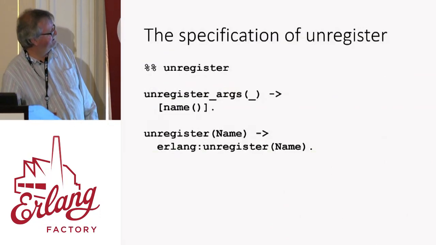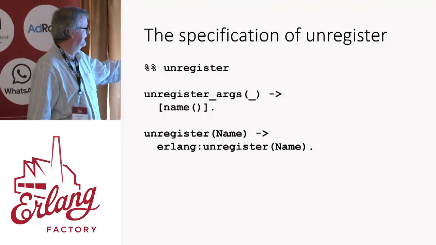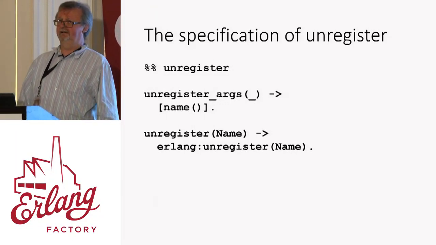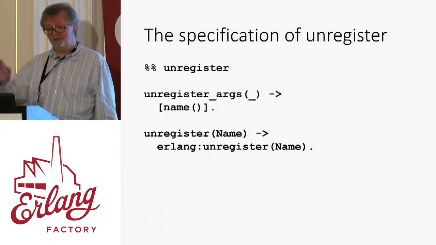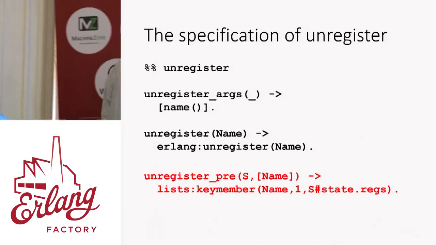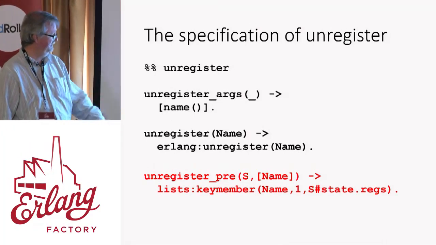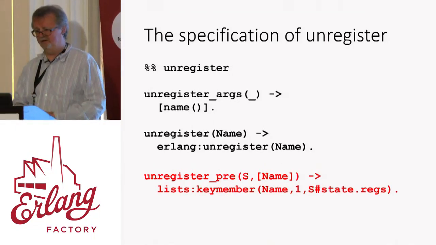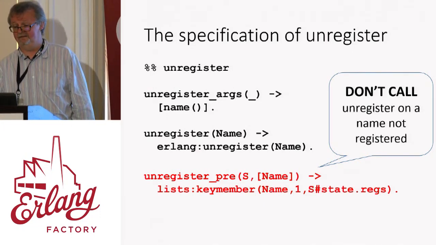Here's how I specified unregister. It says the arguments are just a random name, and the wrapper function just calls Erlang unregister. There's no precondition. I shouldn't call unregister unless the name is in the registry. So what I need to add is a precondition function that says you can call unregister in a model state S if the name that you're going to unregister is a key member of that list of pairs in the model state. Okay, so I'm just saying, don't call unregister unless the name is in the registry.